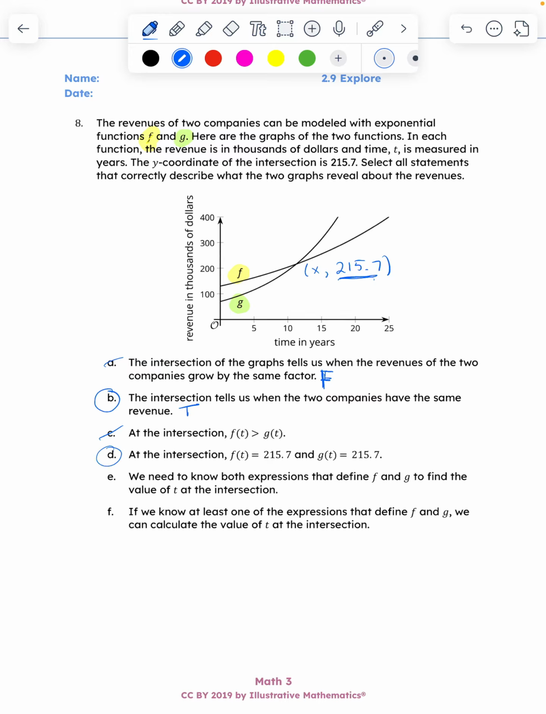Okay, and then for E, it says we need to know both expressions that define f and g to find the value of t at the intersection. Well, let's think about that. Do we need to know both functions to find our x value here at this intersection?